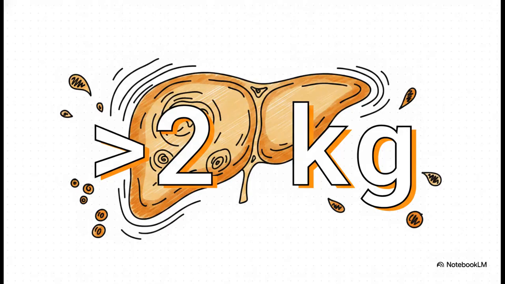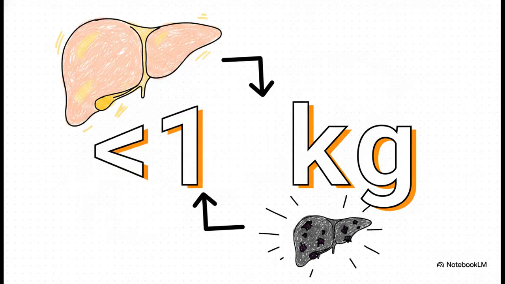To give you a physical sense of this early progression, just think about this weight, above 2 kilograms. This highlights just how dramatically enlarged and swollen that tawny yellow liver initially becomes under the heavy burden of fat and inflammation. But contrast that massive initial enlargement with this figure, less than 1 kilogram. This represents the stark, frankly devastating weight reduction that occurs as the disease progresses into its final stage. The liver completely transforms from a massively swollen, fatty organ into something severely shrunken, hardened, and diminished.